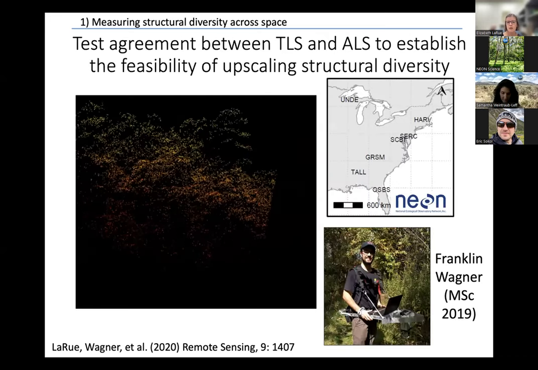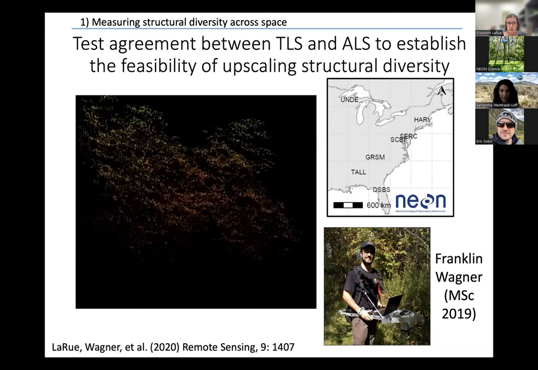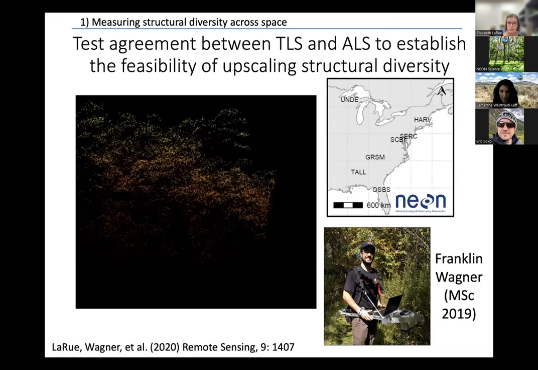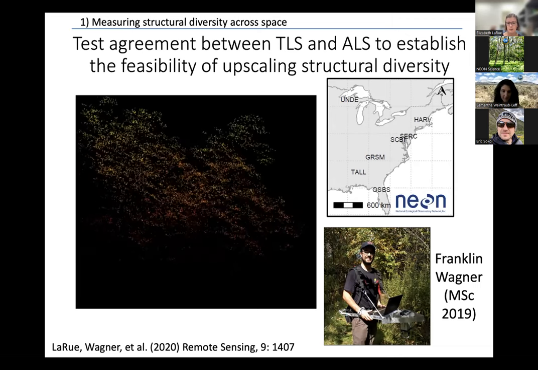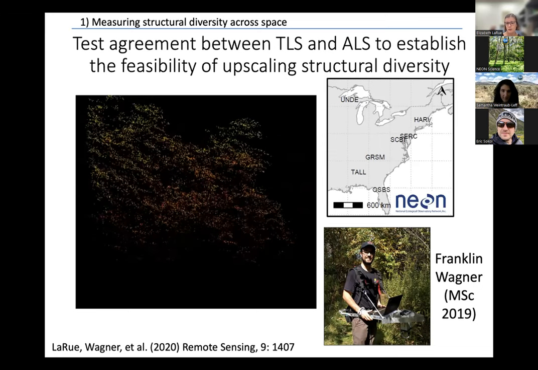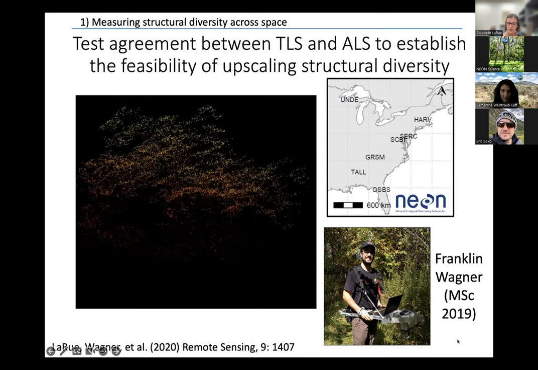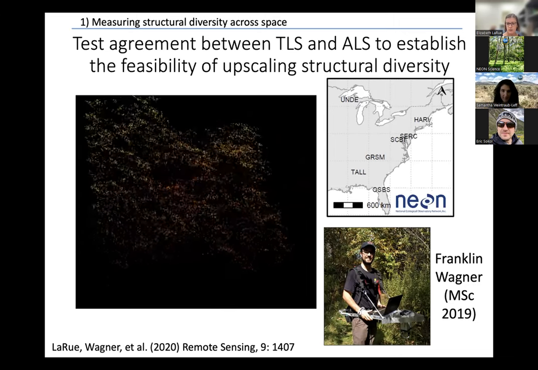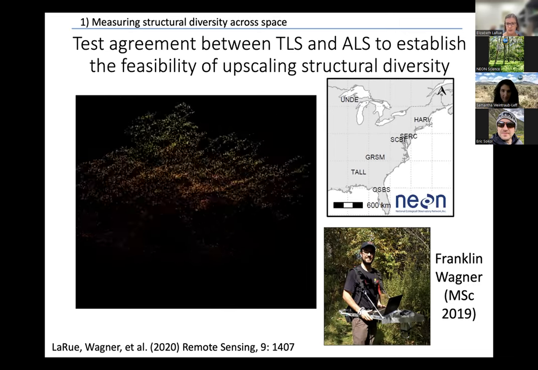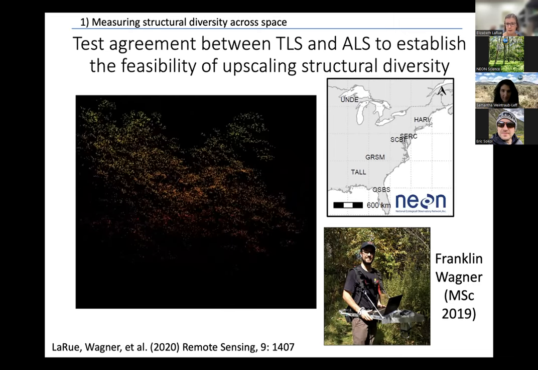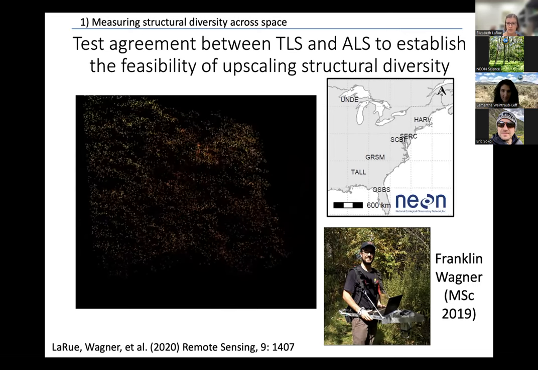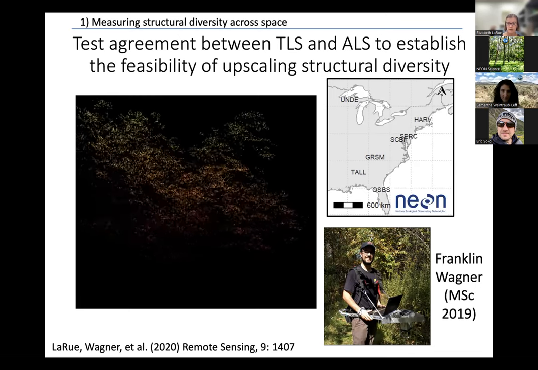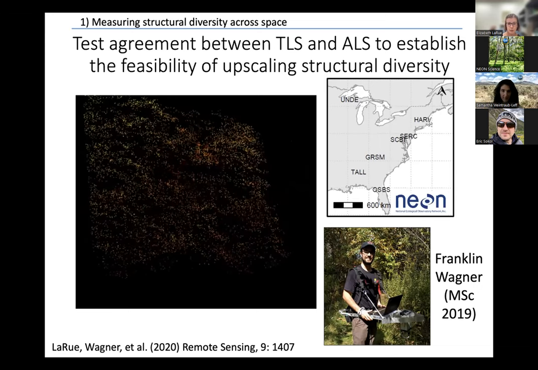So to test this, we looked at the agreement between TLS and ALS across 7 NEON sites to establish the feasibility of upscaling these structural diversity metrics using the little backpack unit. Franklin Wagner was a master's student working on this project. So we had that TLS data from that backpack unit across these 7 sites, and then of course NEON's Aerial Observation Platform provides free standardized aerial LiDAR across all their sites. So we used that as our ALS data product.